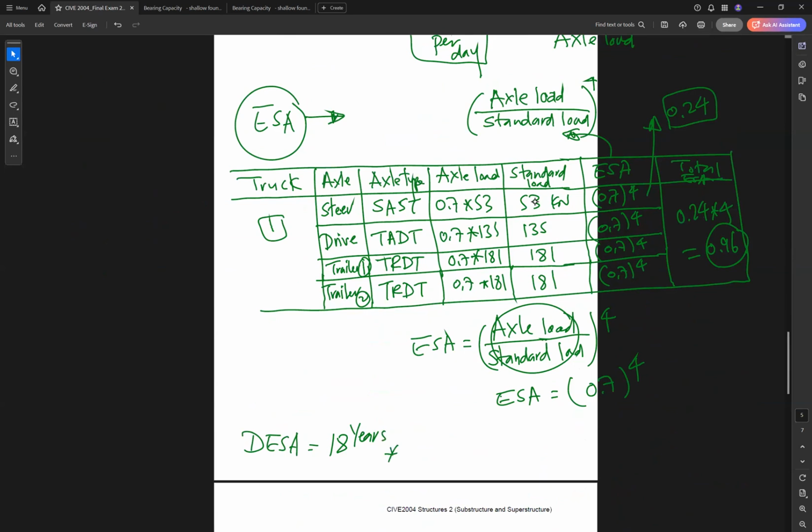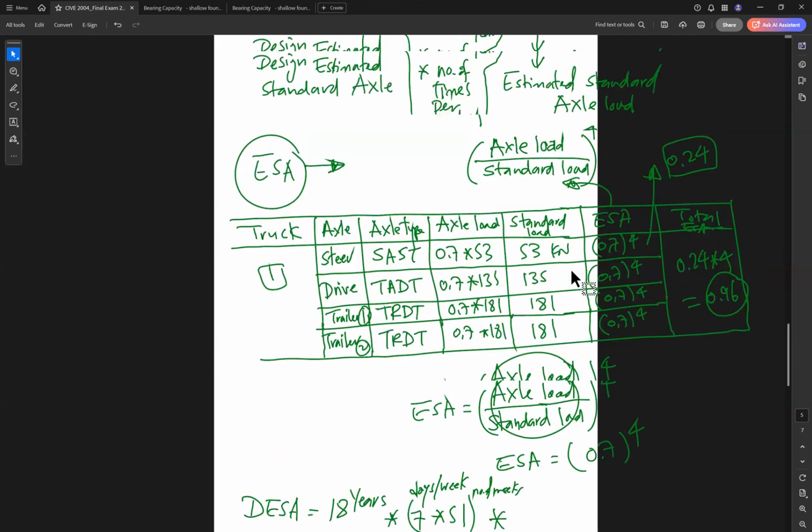Times how many days per year? 7 days times 51, so 7 days a week times 51 weeks. So this is the number of days per week, per year, sorry. So 7 days per week times the number of weeks. This means that this mine will run for 357 days per year. Okay, so this is the total number of days.